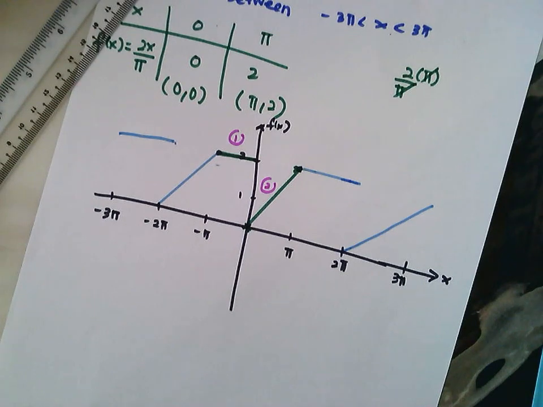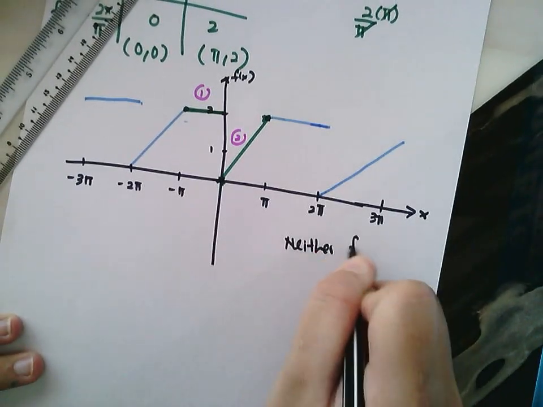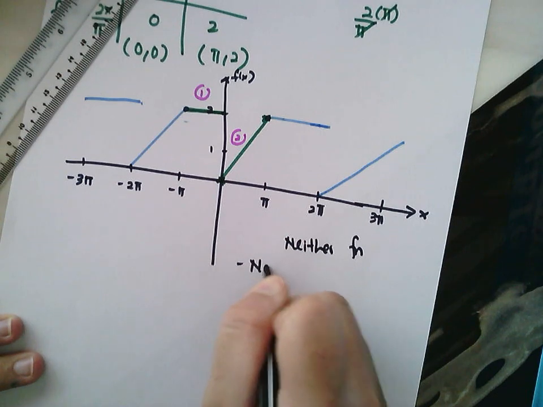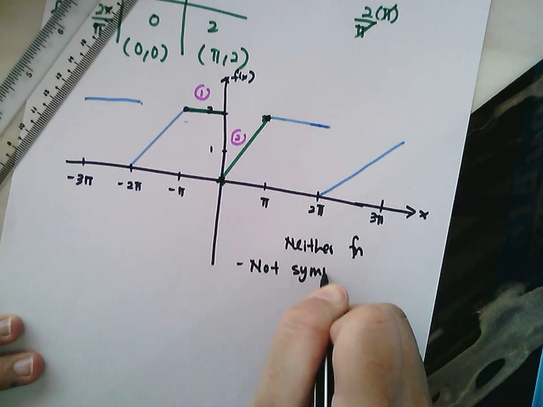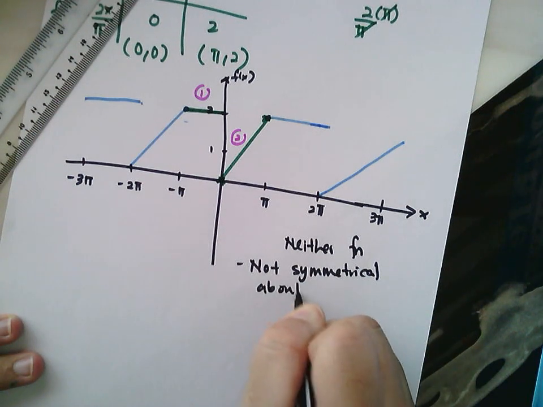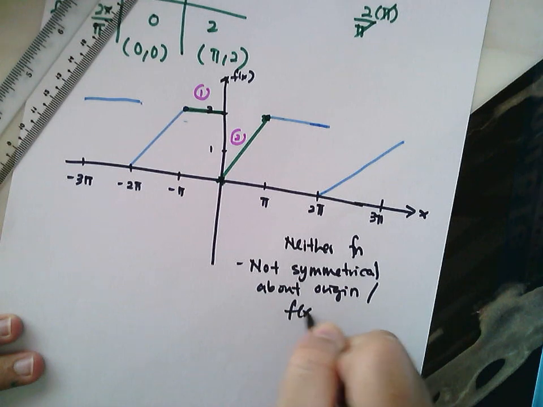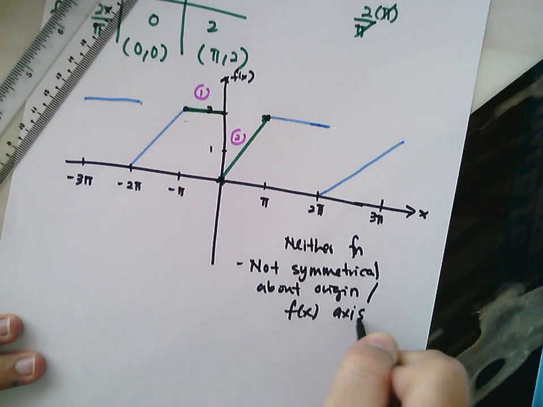Your first graph is a straight line here, so you will have another one here. Okay, as you can see, this graph is not symmetrical either at origin or f(x) axis. So therefore this is a neither function, because it is not symmetrical about origin or f(x) axis.